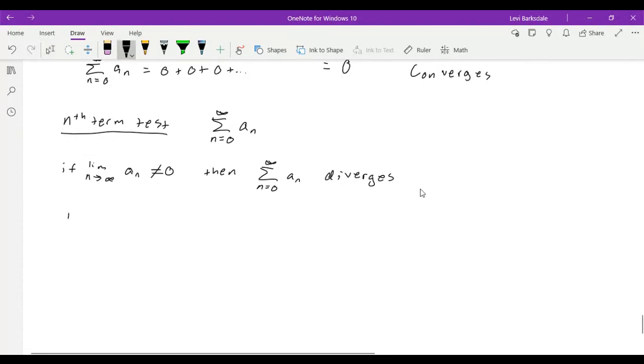One thing to note is the nth term test cannot tell you if a series converges. Let's say you take the limit as n goes to infinity of your sequence and you get 0. Okay, cool. That does not mean that your series converges. It simply means that more work is needed to determine if your series converges.